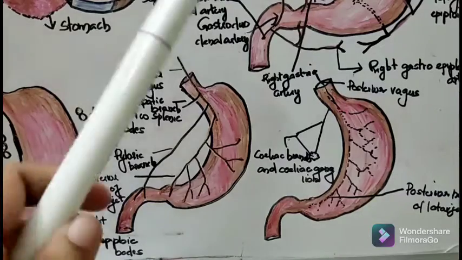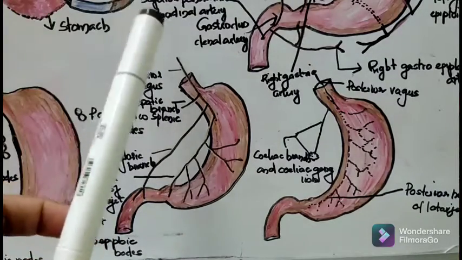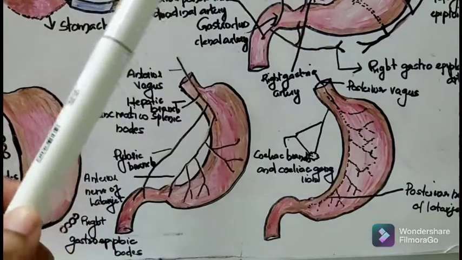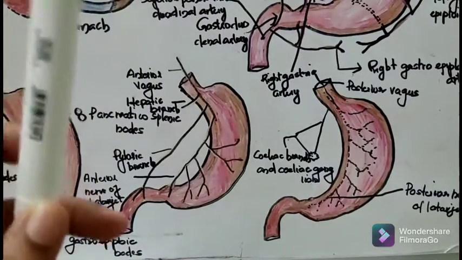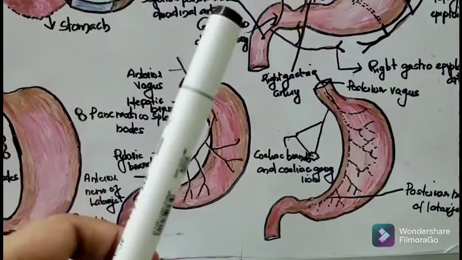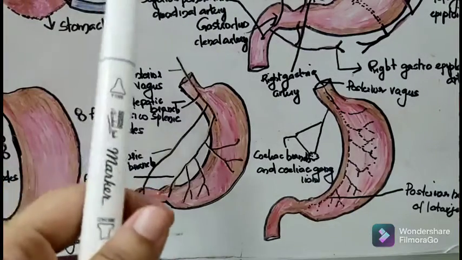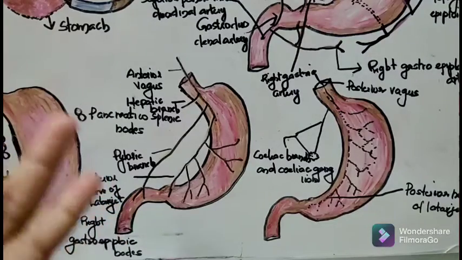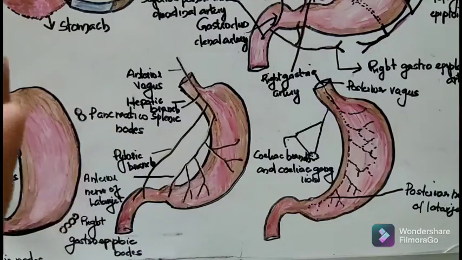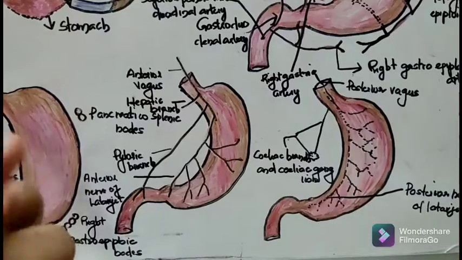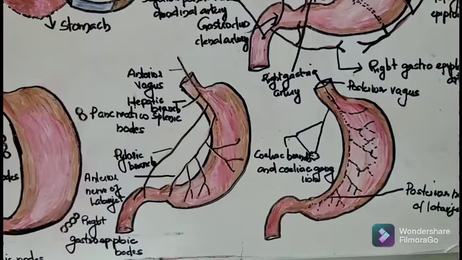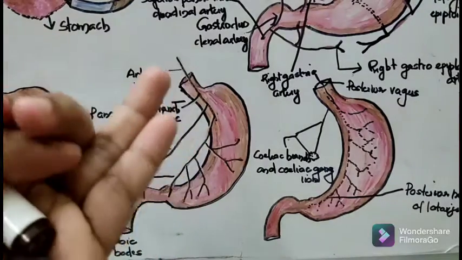So now we'll discuss the nerve supply. There is both sympathetic as well as parasympathetic nerve supply. Sympathetic is from the 6th to 10th thoracic segment of the spinal cord. It reaches the stomach through the greater splanchnic nerves, celiac plexus as well as the hepatic plexus.